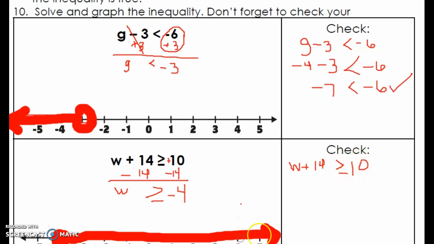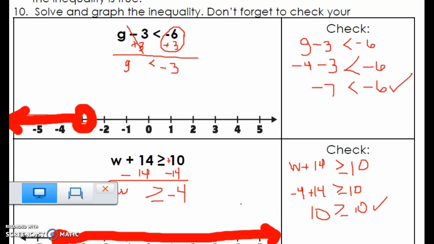Now, I can choose any number on this line. And because negative 4 is part of the solution, I'm going to just pick negative 4. So I'm going to write negative 4 plus 14, never mind the noise, is greater than or equal to 10. In this case, the signs are different, so we find the difference. 14 and 4, the difference is 10. I had more positives than negatives. Is 10 greater than or equal to 10? Yes, it is. Check. I'm going to pause my video right now so I can scroll up.